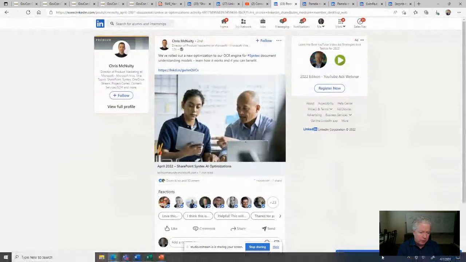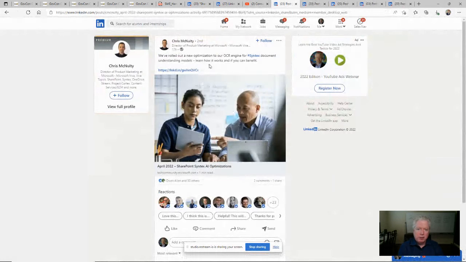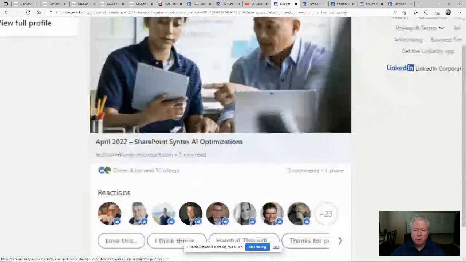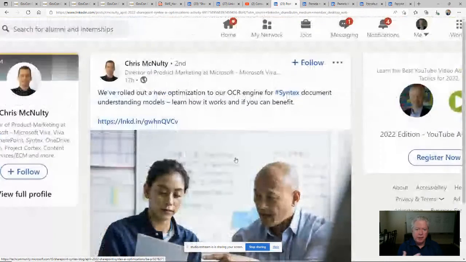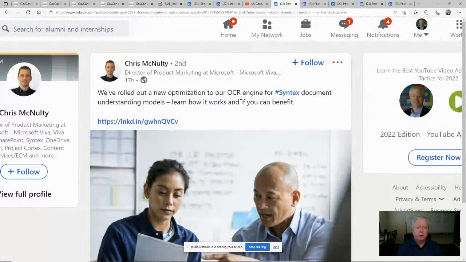Another example, and this one I do have set up. This one here is another Microsoft person. They're showing something about SharePoint AI optimization. In here, he's talking about rolling out the new OCR engine, right? Optical character recognition, et cetera. You don't have to worry about the technology. The point is, here is another expert over at Microsoft Viva that is putting out content related to what my customers might want to see.